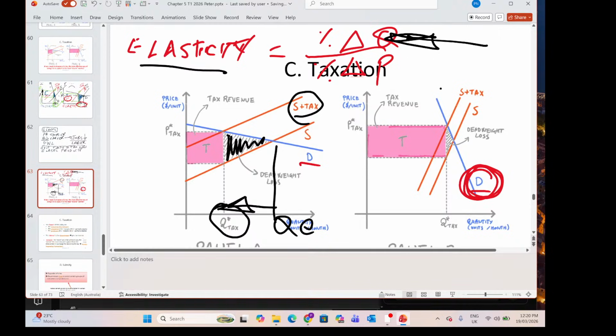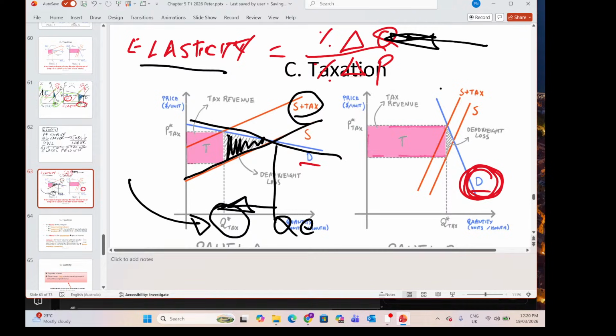This change in quantity here, right? It's not just a number on a line. That represents real production and real jobs. So if the government was to impose a tax on an industry that already had a very elastic supply curve and an elastic demand curve, it's going to do a lot of damage to that industry.